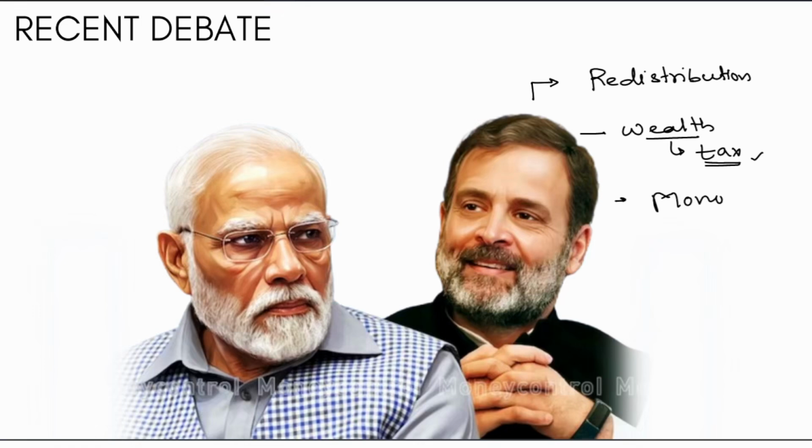So this is Rahul Gandhi. Before elections, he said that if they come to power, the India bloc, they'll be doing a redistribution of the wealth. Also, of course, via a wealth tax or some sort of tax regime. Okay. Second thing, they said they will be curtailing the monopoly in the market and increasing competitiveness. So this is one debate.